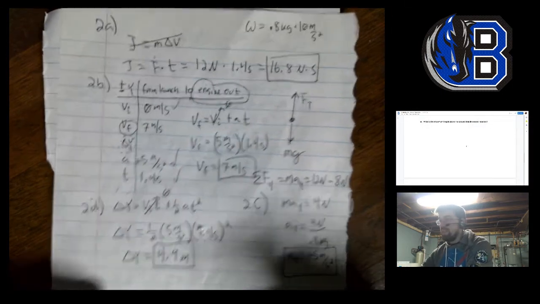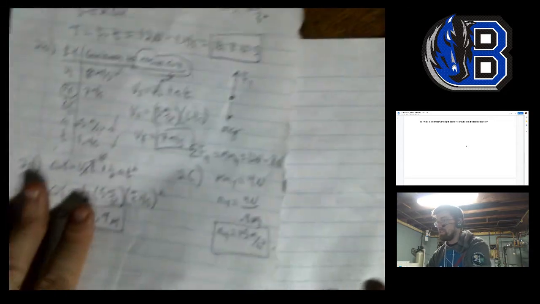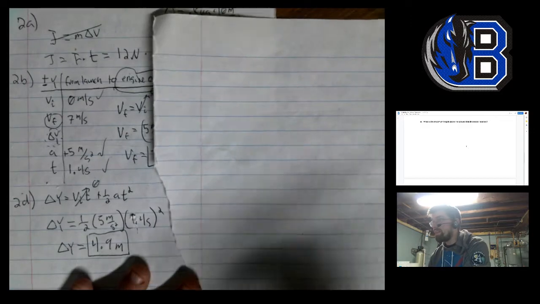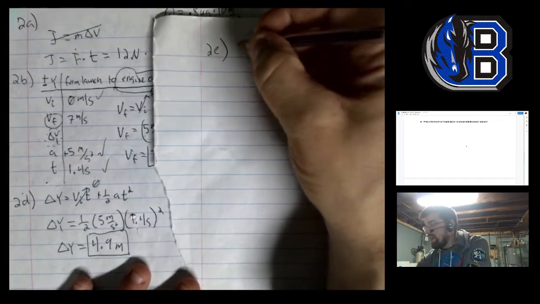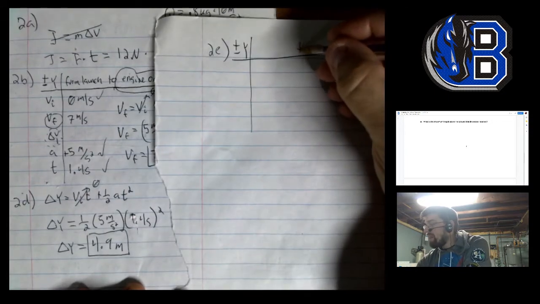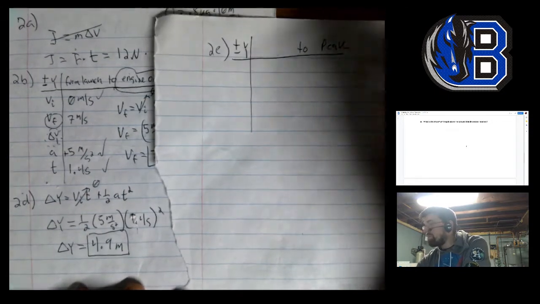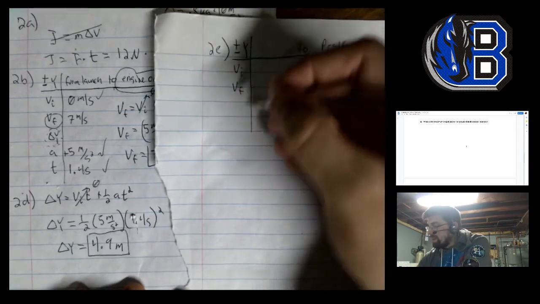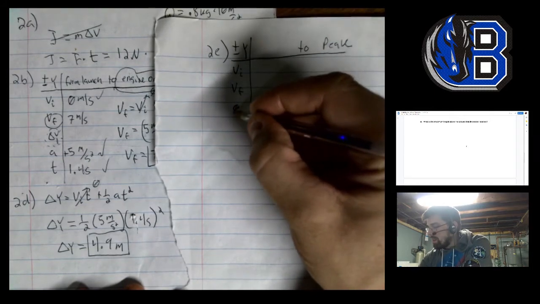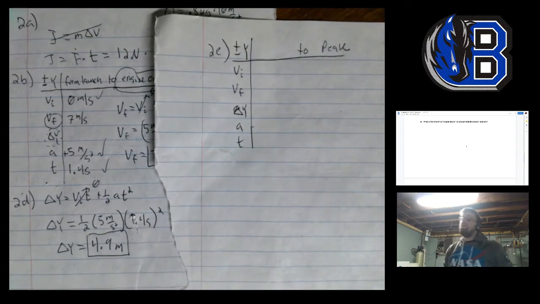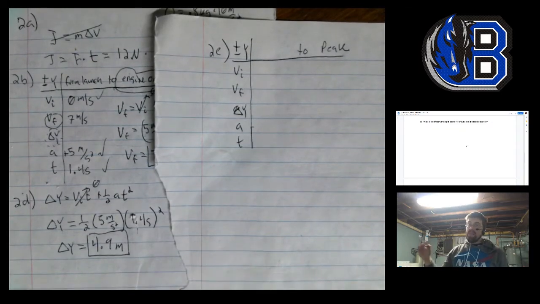So what is the maximum height above the ground that the rocket reaches? In 2E, we do need another chart, because now we want it to end at the peak. How high is the rocket? It's going to be the y direction. I want my section of motion to end at the peak. We still have the same kinematics variables. Can I put from launch to peak? Because that would give me the maximum height above the ground.